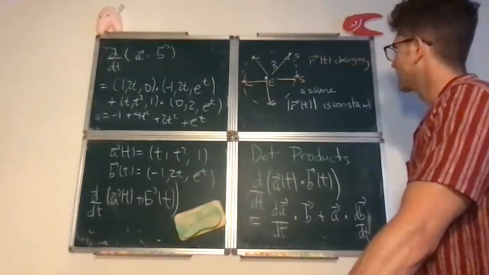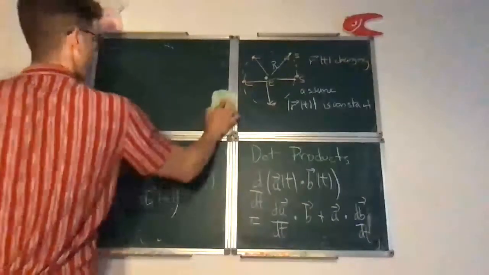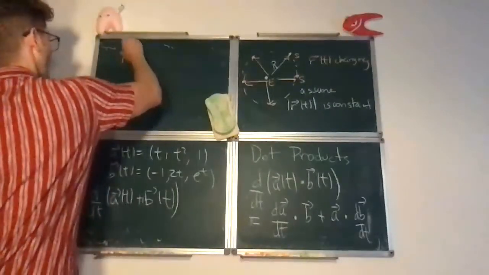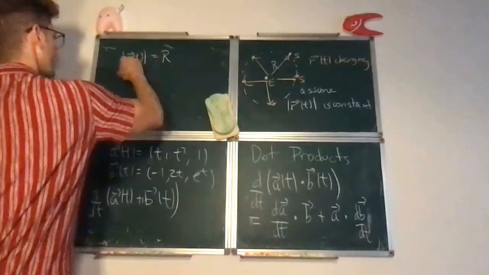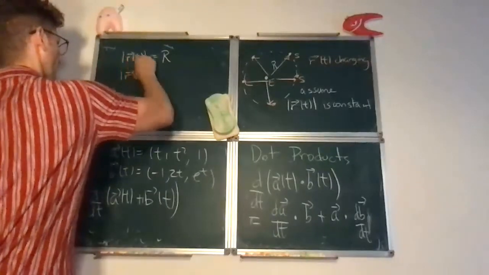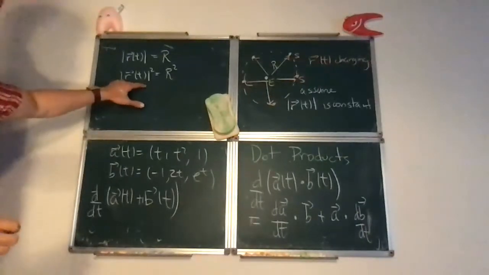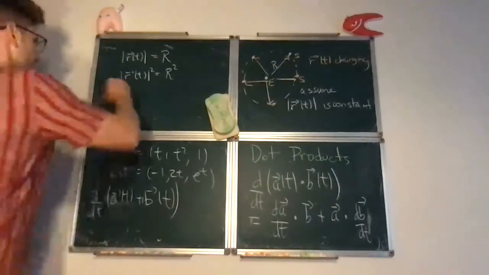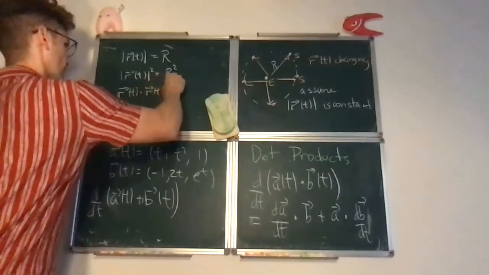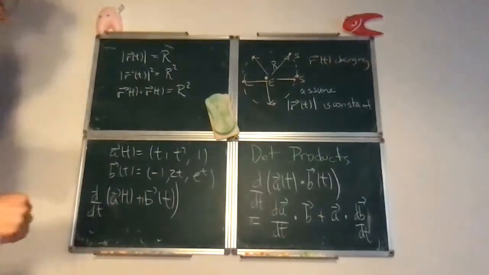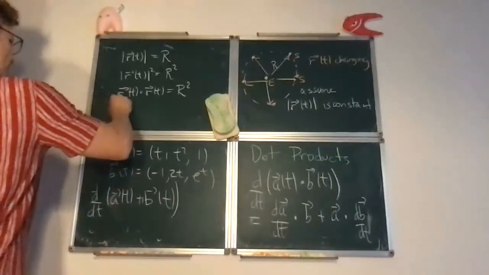So what happens here? Remember, let's call this constant R for the radius of the circle. So the magnitude of R of t is R, right? If you square both sides, you get R squared. Now remember that the norm squared of a vector is the dot product of that vector with itself. So far I haven't done anything interesting, but now here's the key. Now I can differentiate both sides of this equation.